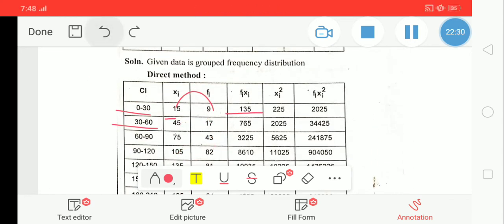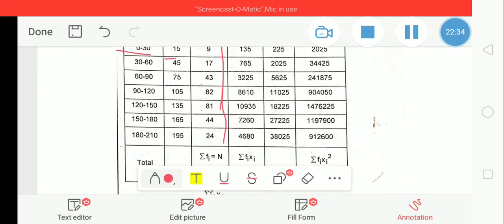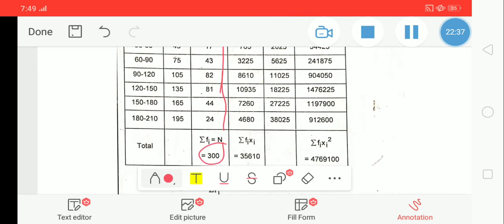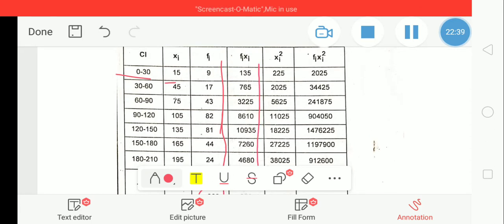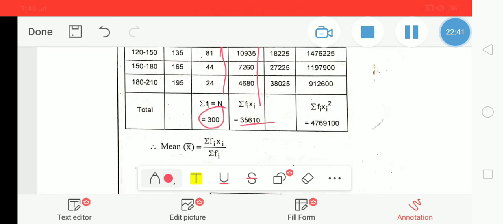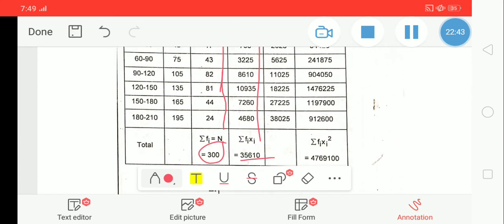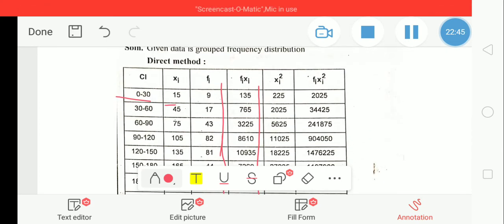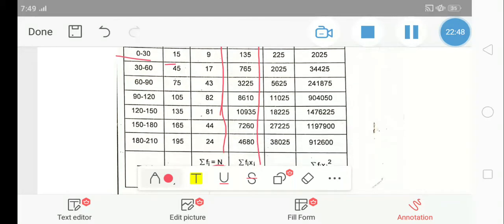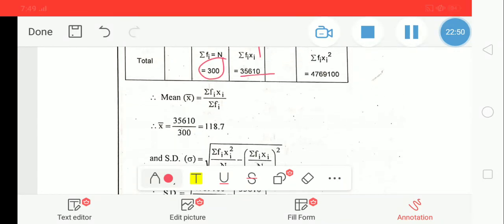And then the sum of frequency, 9 plus 17 plus 45 plus 18 plus 81, and so on, gives 300. And here also all addition, so summation of fi xi is 35,610. Now find the mean. Mean is x bar, so 35,610 divided by 300, that is 118.7.